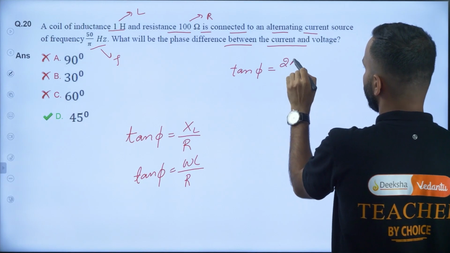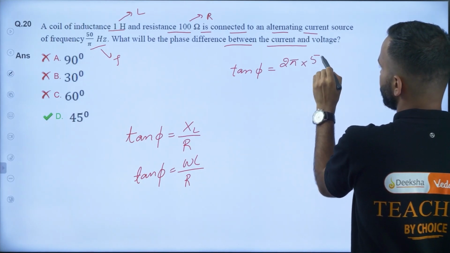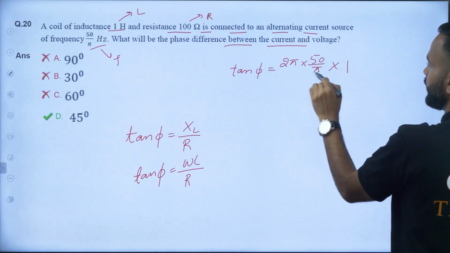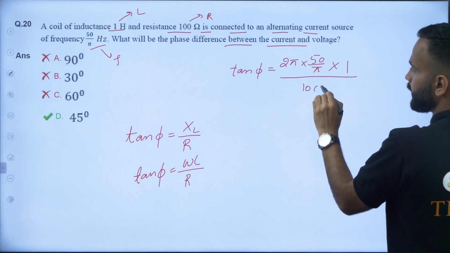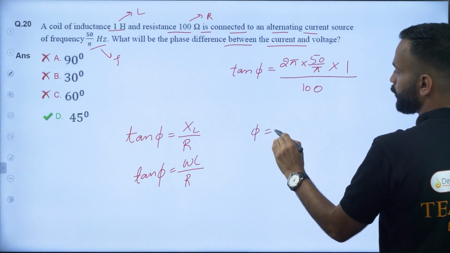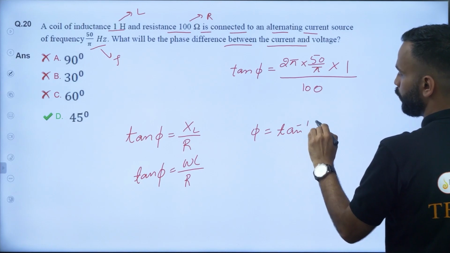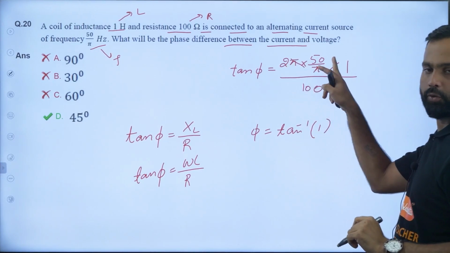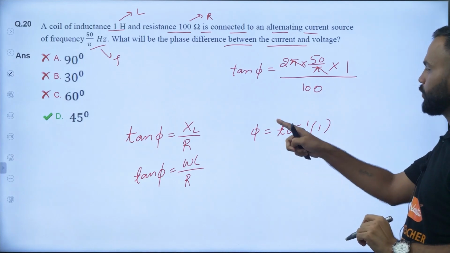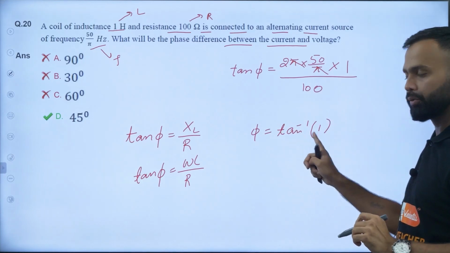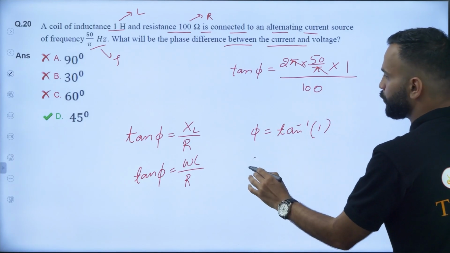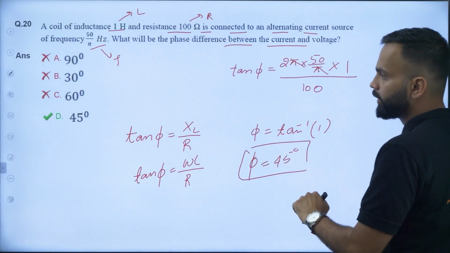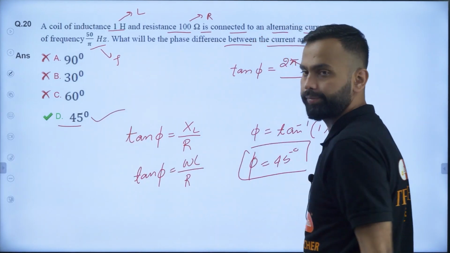So 2 pi into f, that is 50 divided by pi into L. L is 1 Henry divided by R is 100. So solve this, you will get phi equal to tan inverse of 1. Pi will get cancelled. 50 into 2 is 100, 100 divided by 100 is 1. So phi equal to tan inverse of 1. We know that tan inverse of 1 is 45 degree, that is pi by 4. The correct option is D.